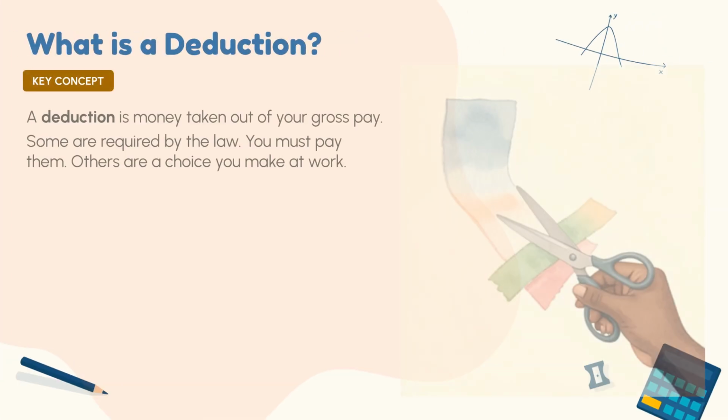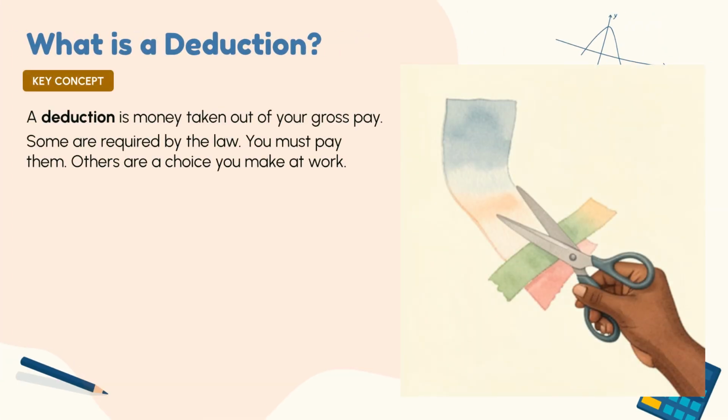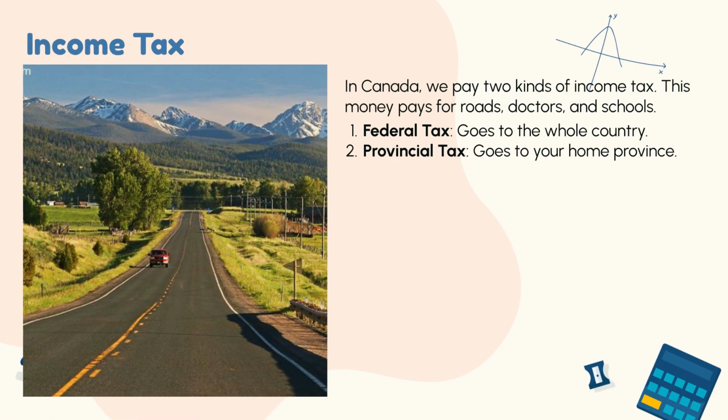A key concept is the deduction, money taken out of your gross pay. Some deductions are legally required, while others are optional choices you make at work. In Canada, we pay 2 types of income tax. Federal tax goes to the entire country, funding services like roads, doctors, and schools. Provincial tax goes to your home province.